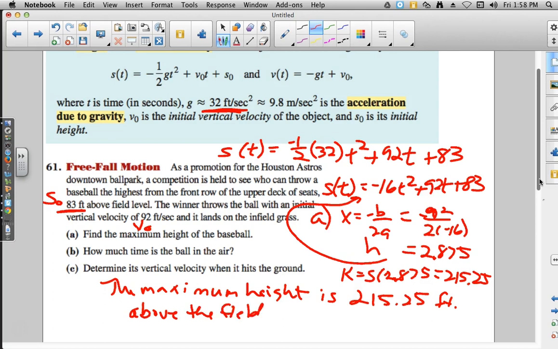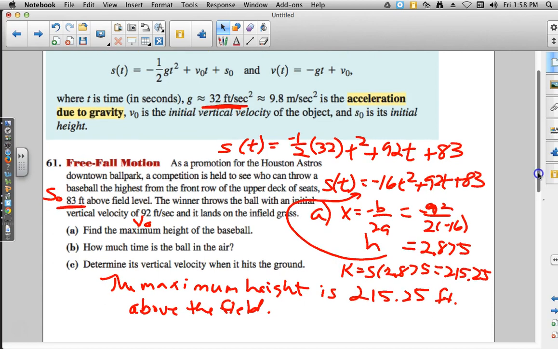Now I didn't punch that one in again. Probably should do that rather than trust the numbers that they had here, just because they usually round to 2 decimal places. So negative 16 times 2.875 squared plus 92 times 2.875 plus 83. And it is exactly 215.25 feet. So there's the maximum height above the field.